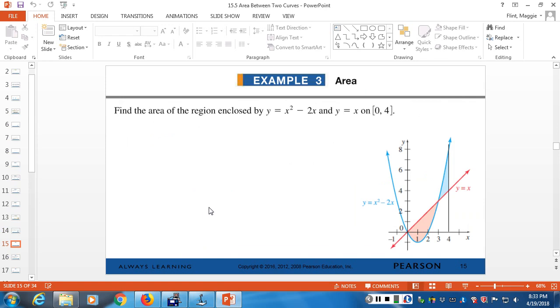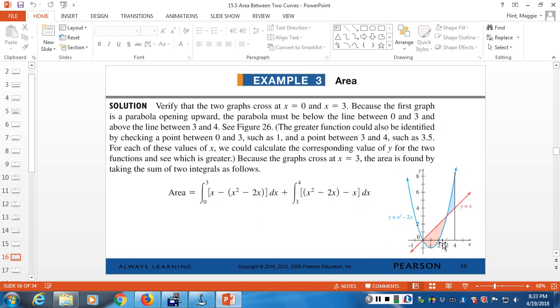Now, this is one where you could get in trouble if you weren't careful. Because part of this one goes below the x-axis and part of it goes above the x-axis, and your calculator, being the brilliant little thing that it is, would not do that properly. So on this particular one, we have to be very careful.